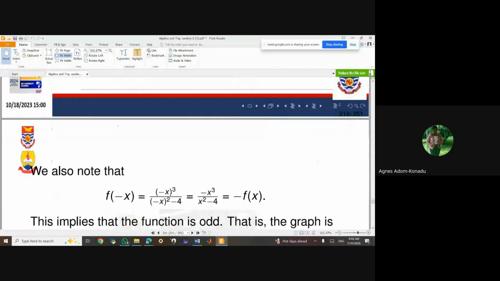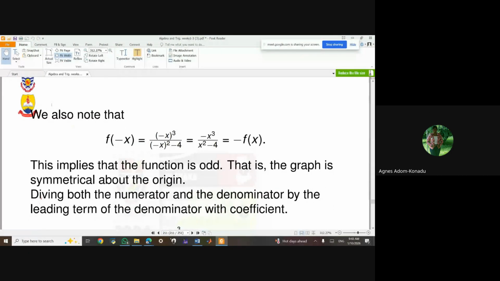Okay, so here they want to find out if the function is odd or even. You find f of minus x, you substitute, and you get something like this. This is the same as minus f of x, so this means that the function is odd. Now, if a function is odd, then the graph will be symmetrical about the origin.